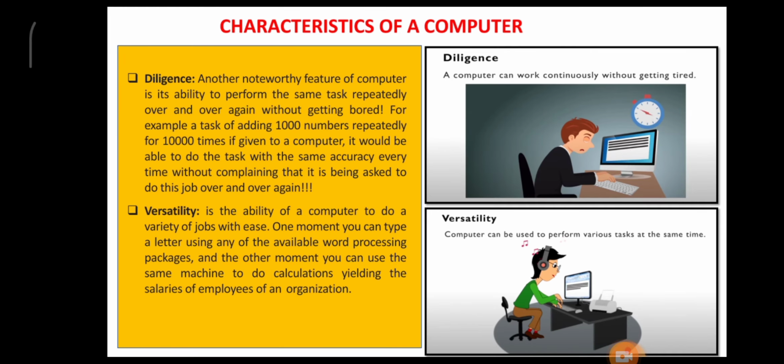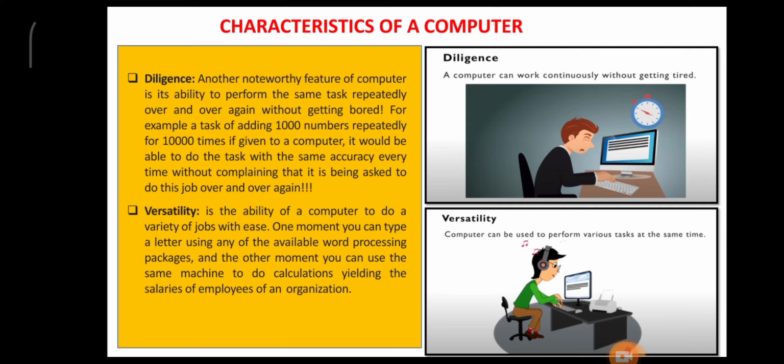And the fourth point is diligence. What is diligence? Now go through the picture. A computer can work continuously without getting tired. The literal meaning is, a human being, if he is going to sit and work for hours, gets tired, but a computer will not get tired. That is called diligence.